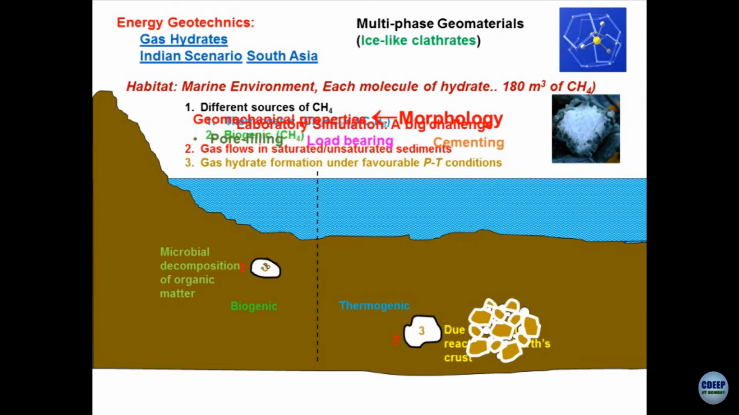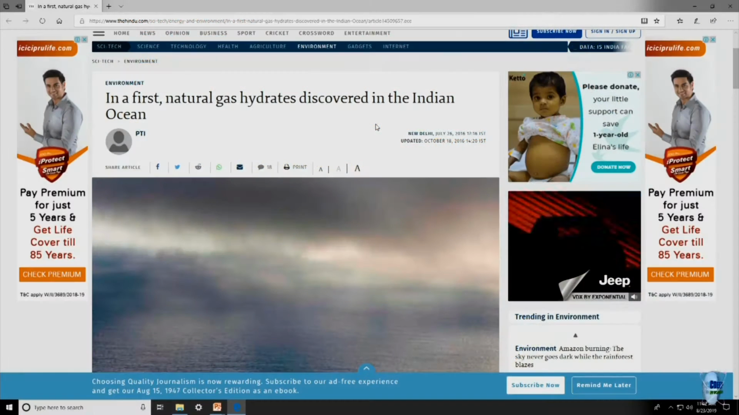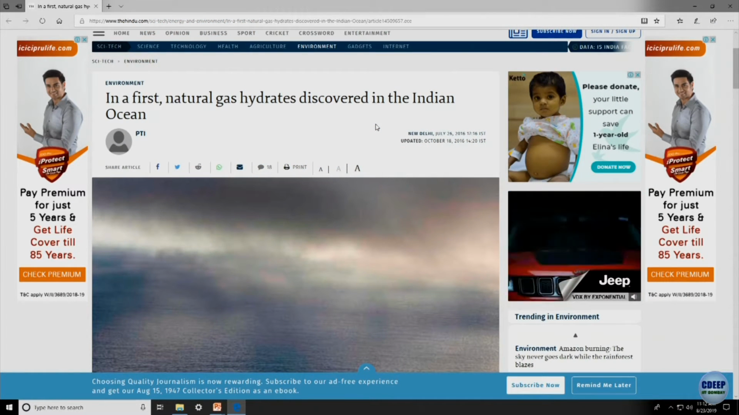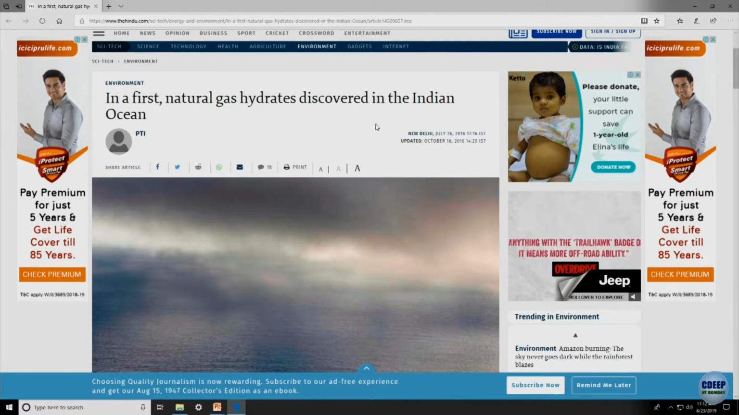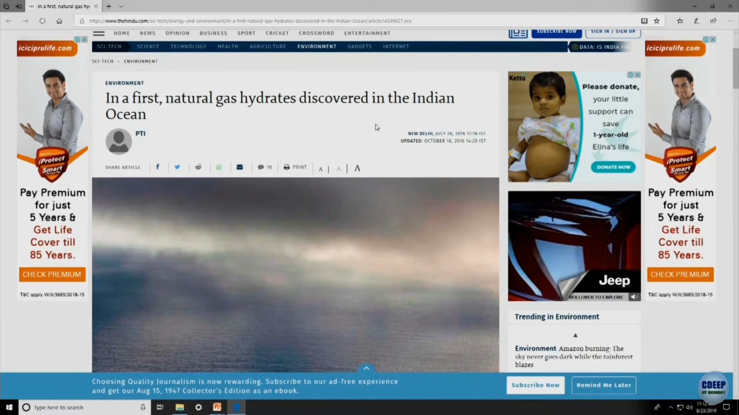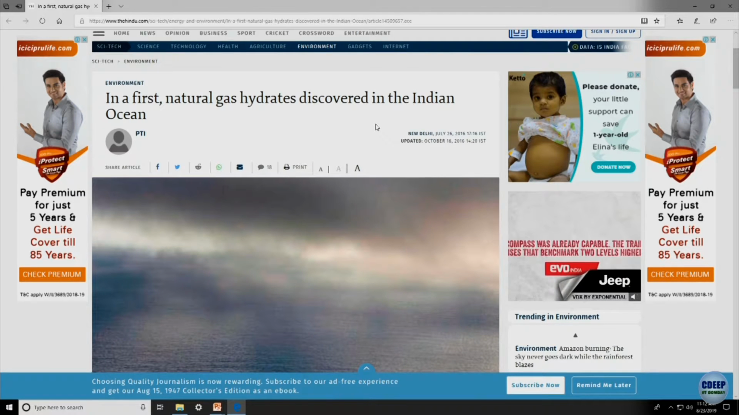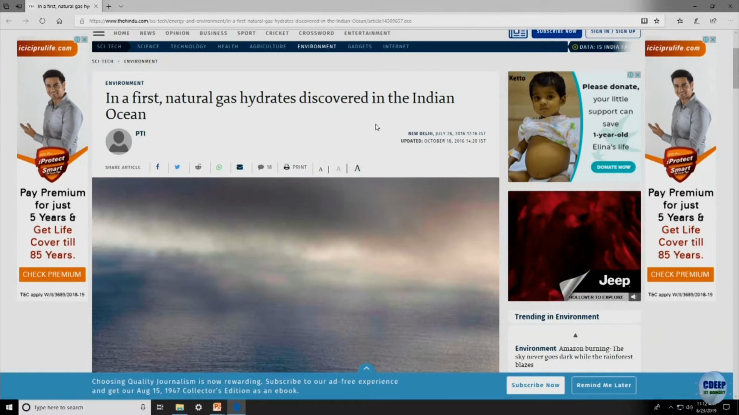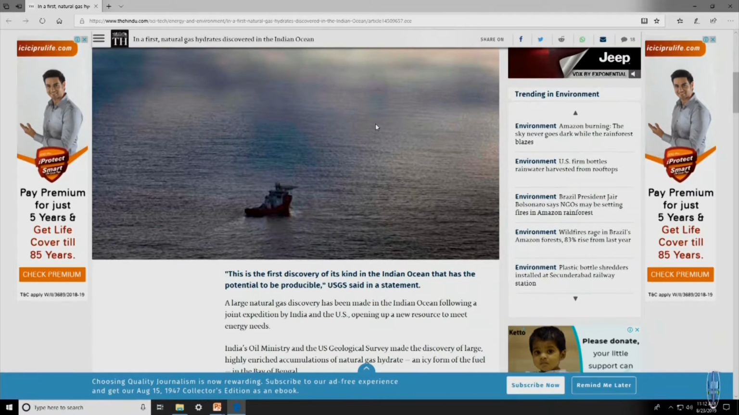contemporary world. So, this is a clipping which shows the first natural gas hydrates discovered in the Indian Ocean. This is the source of energy in the days to come, and people speculate that when the fossil fuel is over, this is the type of energy which can be exploited for sustenance of the society. So, it is an interesting report which you should go through.